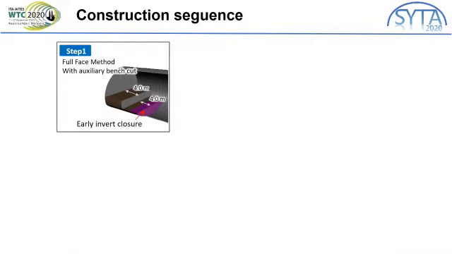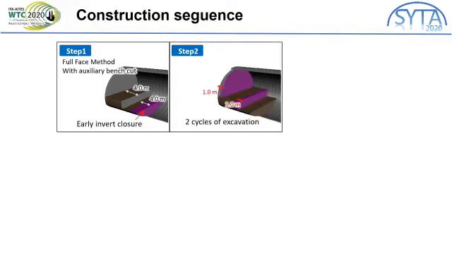Next, I will explain the construction sequence. Step 1. The excavation method was full-face method with auxiliary bench cut. The tunnel section was closed early at 8 meters away from the face. Step 2. The length of excavation was 1 meter, and after 2-cycle excavation, early invert closure was performed, then this cycle was repeated.